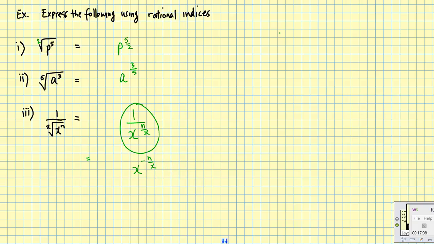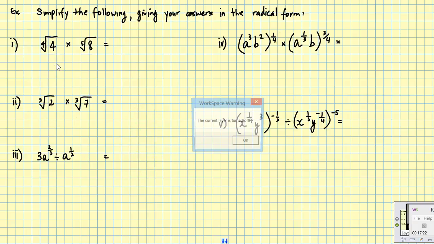All right. We've got one more page to go, and this is it. So I am going to take a look at this, and we're going to do number 4. We're going to simplify our answers here.